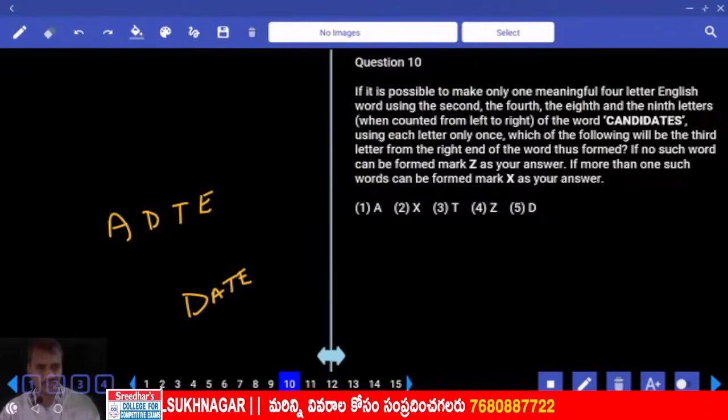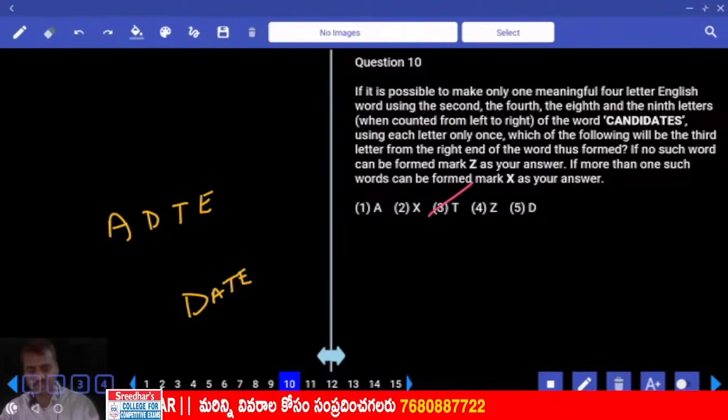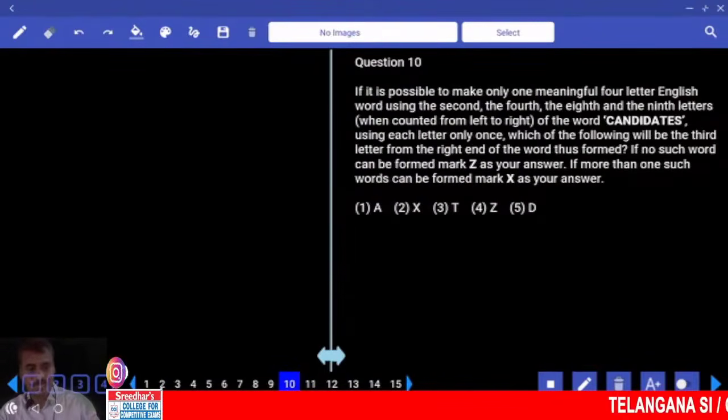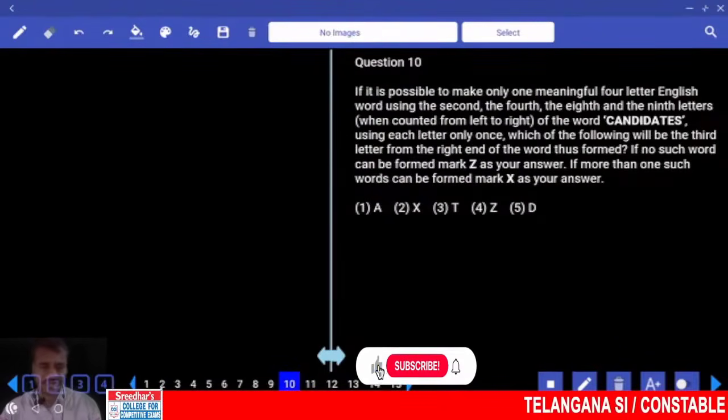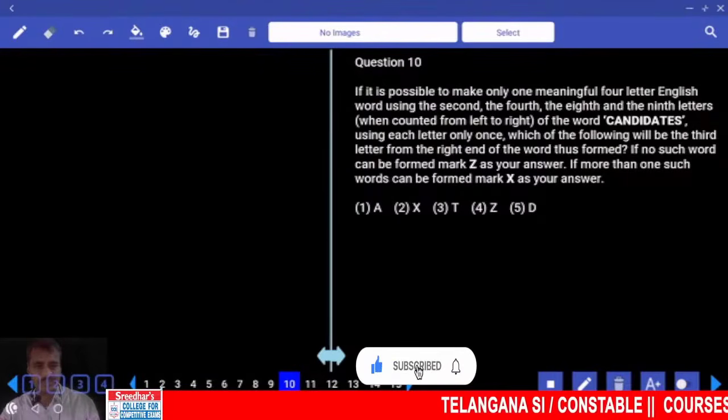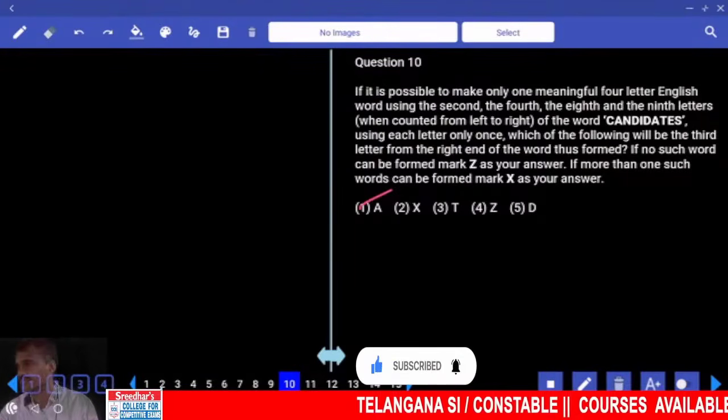Then which of the following will be founded? T is your answer choice. Either question. Then which of the following will be third from the right? Third from the right, A.